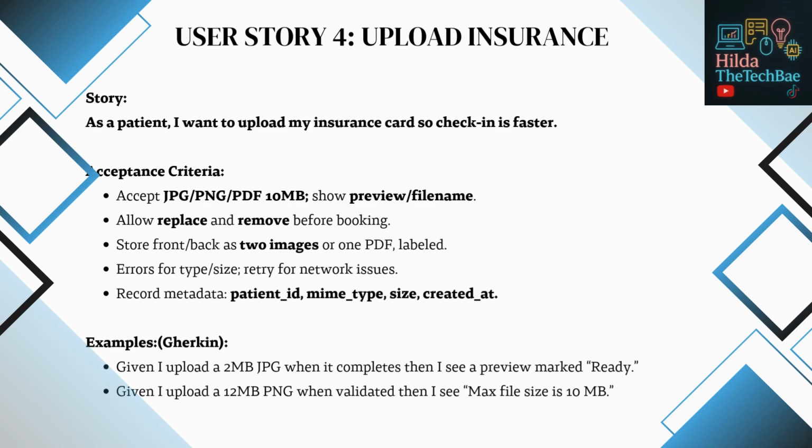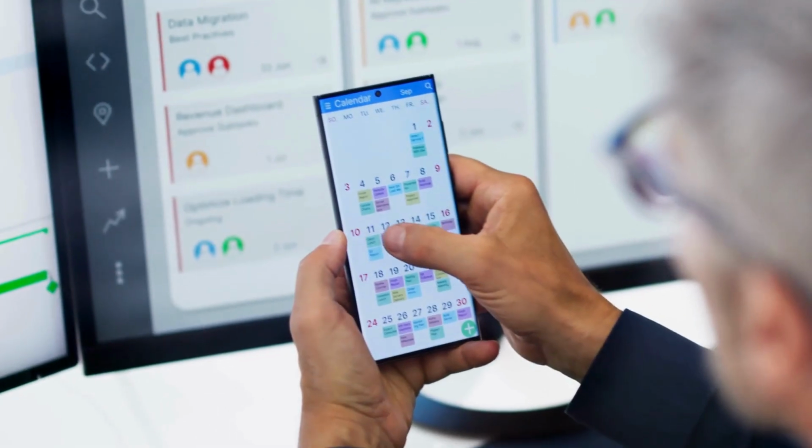Okay. This part of the story is when you are showing your membership card or your insurance card, depending on the situation. You snap a clear picture of your insurance card or your membership card and then you upload it. If the picture is too big or the wrong kind, the app will politely tell you and show what should work. You can replace the picture or remove it before you finish. When it works, you would see a little preview so that you know that yes, you were able to upload that insurance card or membership card that you wanted to upload before your appointment so that your check-in is easy.